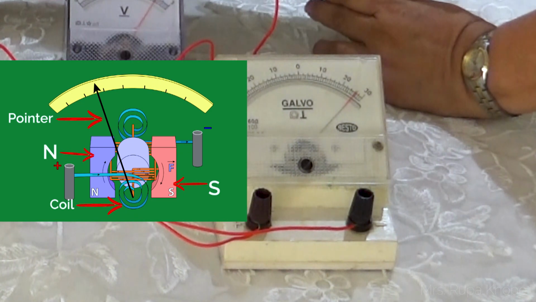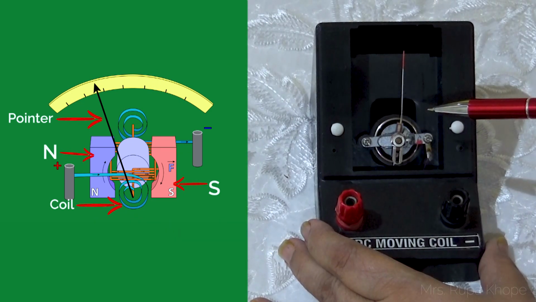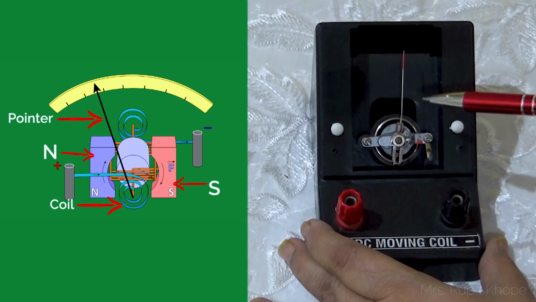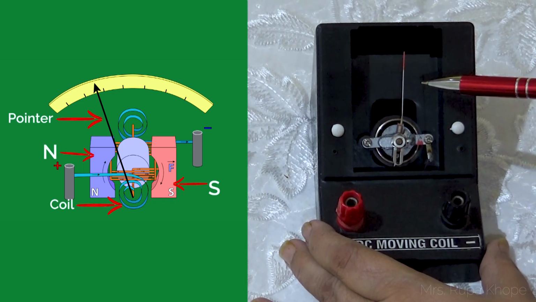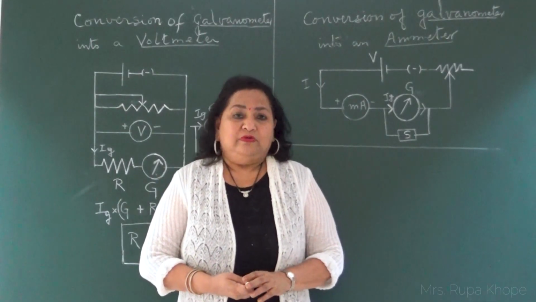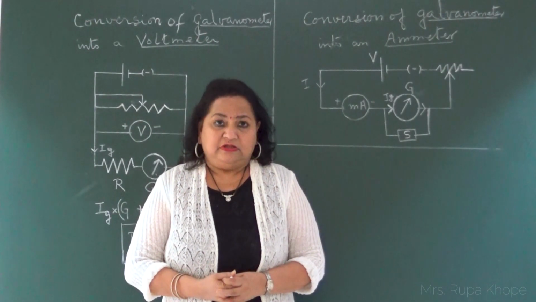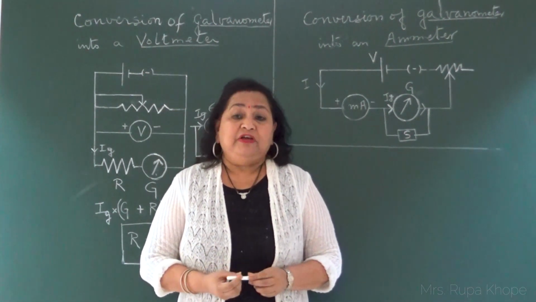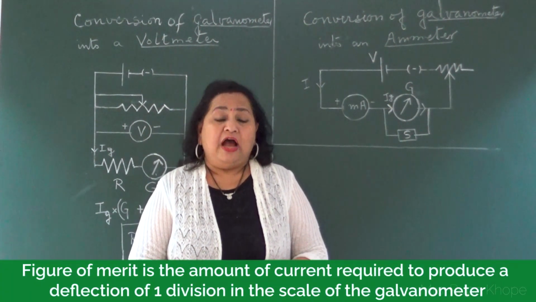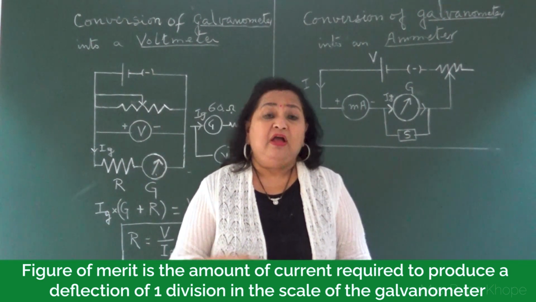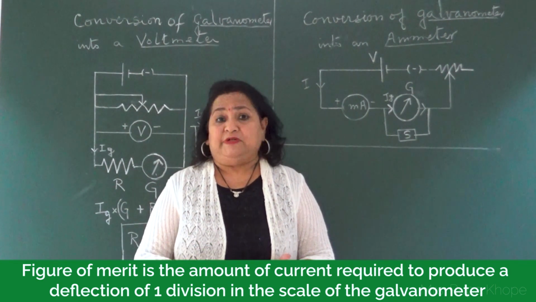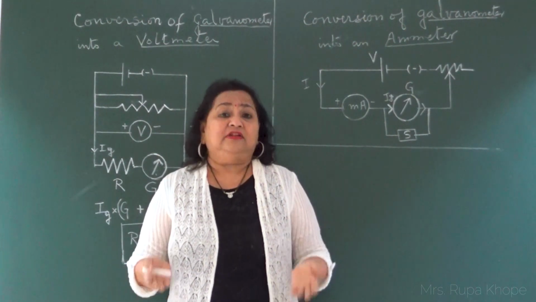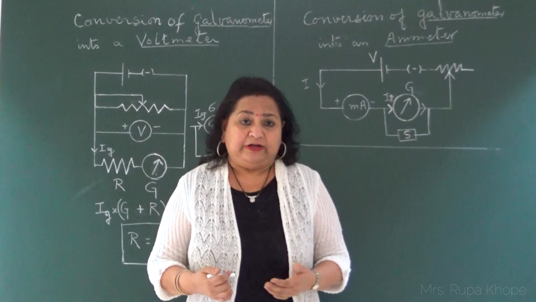So the current sensitivity of the galvanometer tells us how sensitive the galvanometer is for very small current, which can be used to find figure of merit. Now we have a galvanometer. What we already know, we have done one experiment, figure of merit of a galvanometer, and we have also done an experiment on how to find the resistance of the galvanometer. So for both the experiments, you can see the link, click the link in the description box and learn about it.